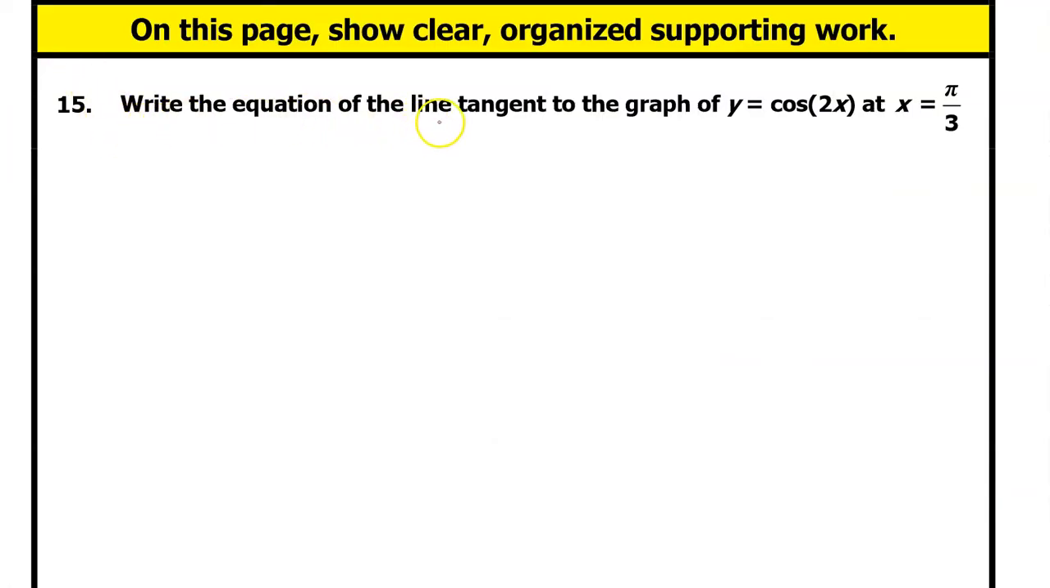Number 15, write the equation of the line tangent to the graph of y equals cosine 2x at x equals pi over 3. When they ask me to write the equation of a tangent line, I always use point-slope form. That means I need two things. I need a point and the slope. I'm going to start with the slope, and then later I will find the point. In order to find the slope, we will need the derivative. The derivative tells you the slope at any x value, including this one.